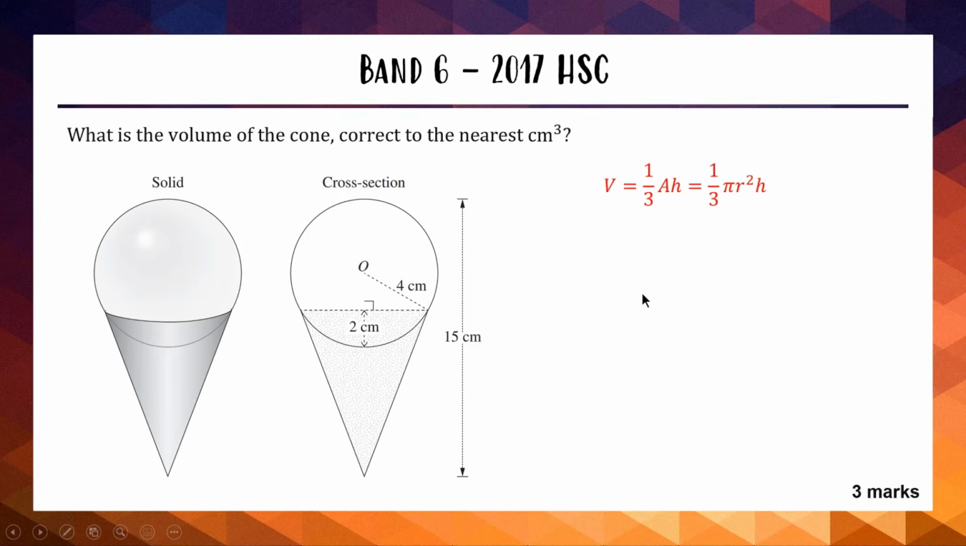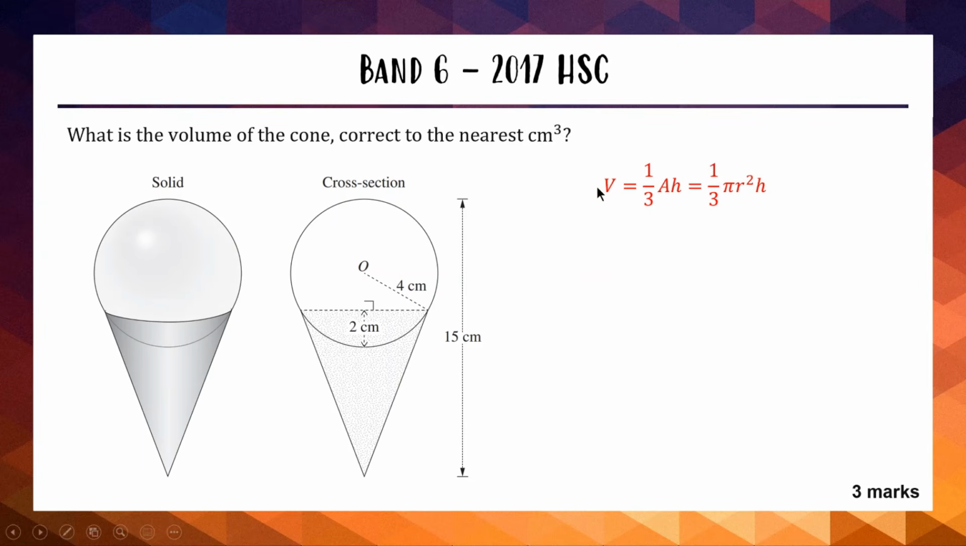So first thing we need to notice is that the volume formula for a cone is similar to the volume formula for a pyramid. The volume of a pyramid on your reference sheet is 1/3 of the base area times the height. For a cone, your base area is a circle, so that capital A becomes pi r squared, because that's the area of a circle.